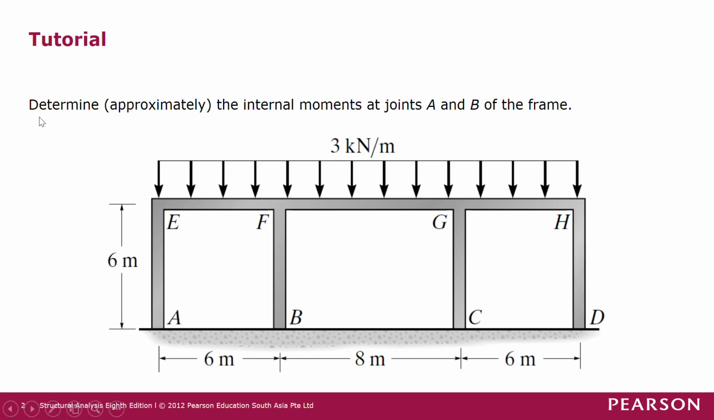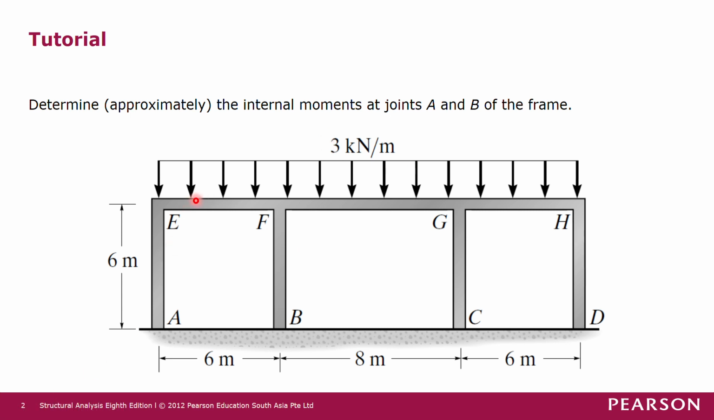In this particular tutorial question, we are asked to determine approximately the internal moments at joints A and B of this frame. This frame has 3 bays of 6 meters, 8 meters and 6 meters, and the girder is subjected to a 3 kilonewton per meter length uniformly distributed load.